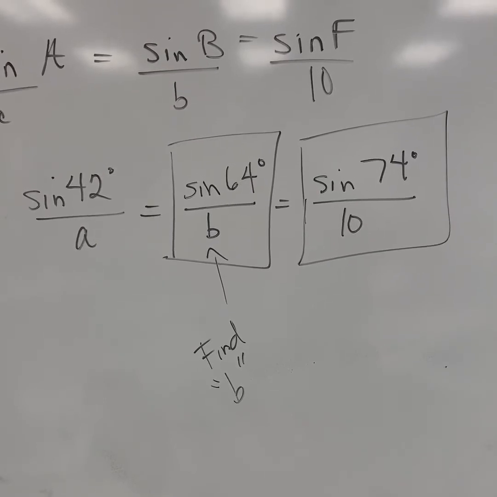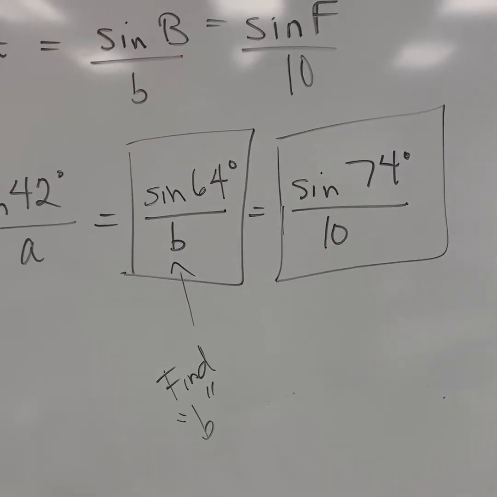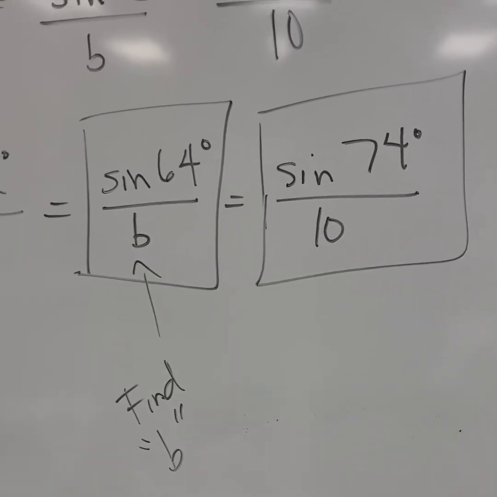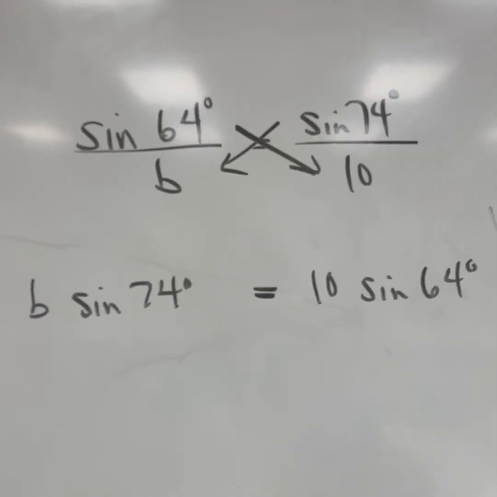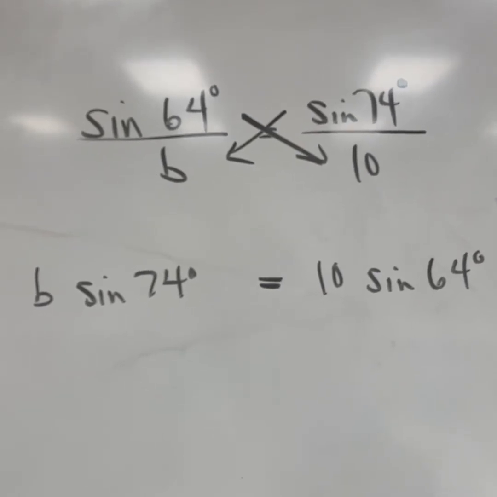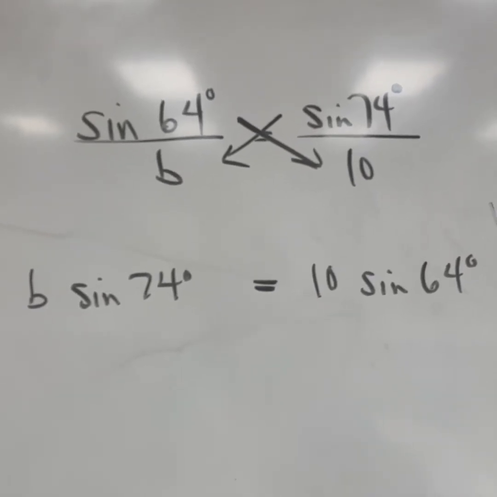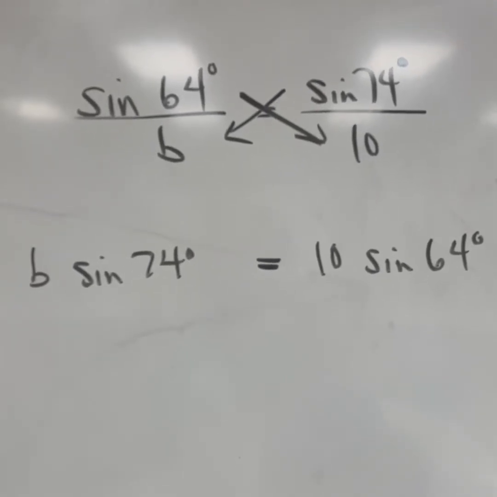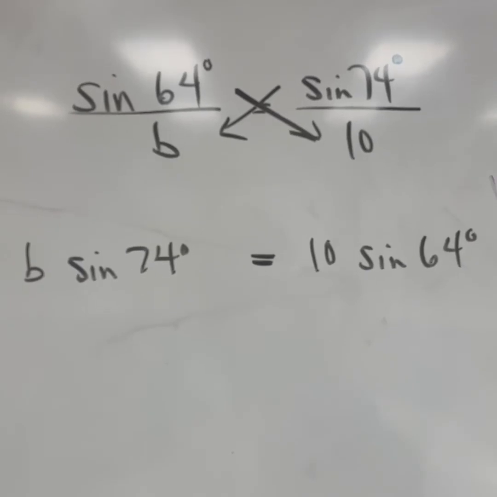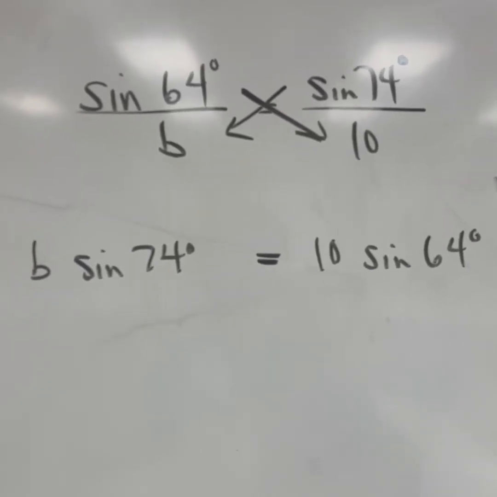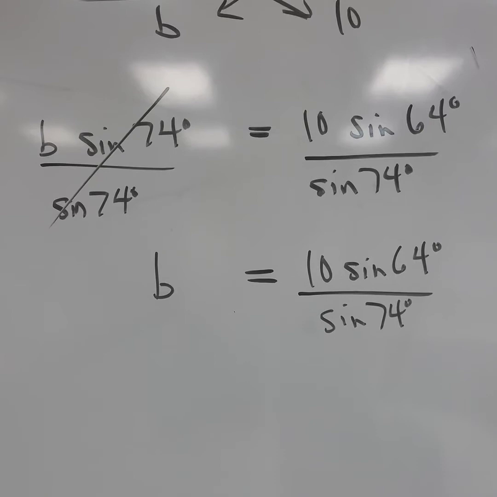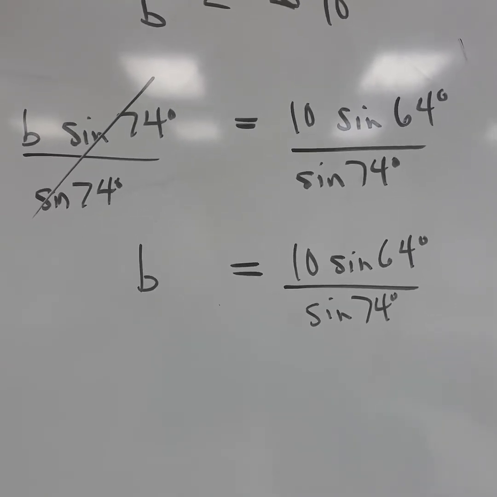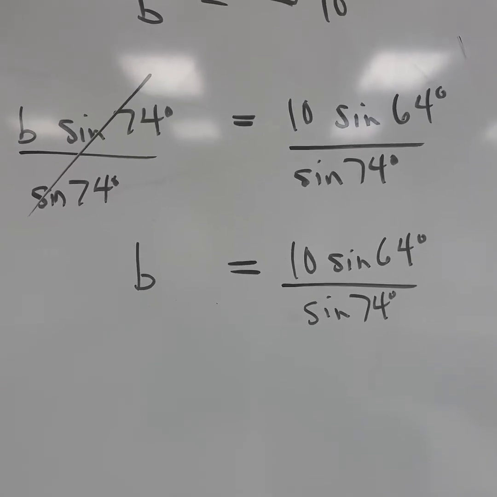All right, so since we're trying to find the lowercase b, I have to use these two ratios to figure out my side b. What I did was I took those two ratios, and as you can see by the arrows, I did what we call cross multiplication. That term is not really a technical term where you'll find a definition in the glossary, but it is something that's commonly used for ratios that are set equal to each other. By dividing by sine 74 degrees on both sides, I now have b is equal to 10 times sine 64 divided by sine 74.